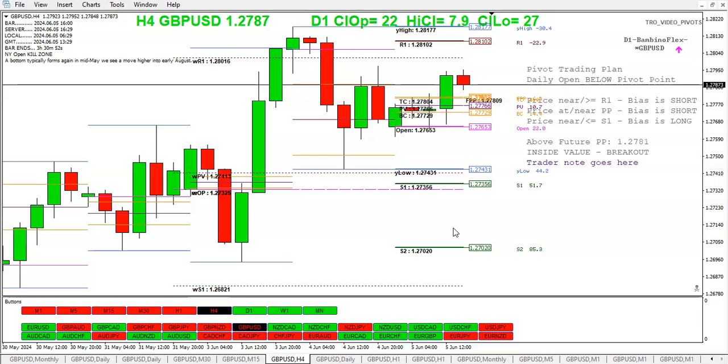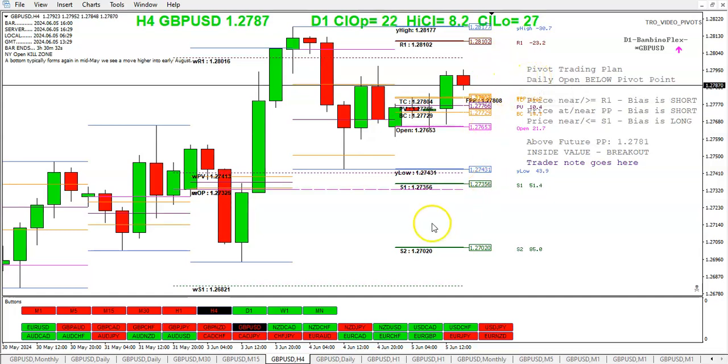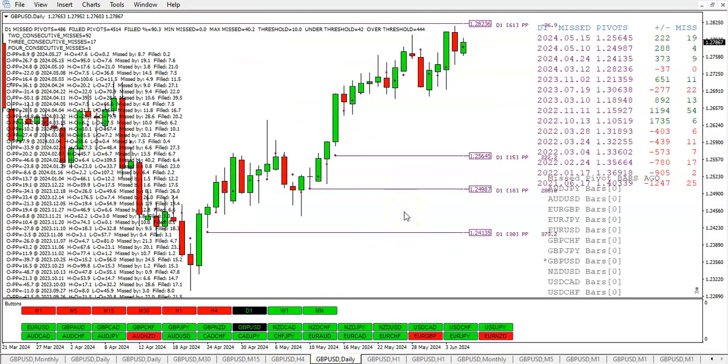Bambino Flex Indicator said go long. Pivot Trading Plan said go short near the pivot, and that actually paid off a couple of times. Last time, not so much. We haven't even been near R1, and we have not been near S1. Once again, with the teeny tiny daily range, not much action.